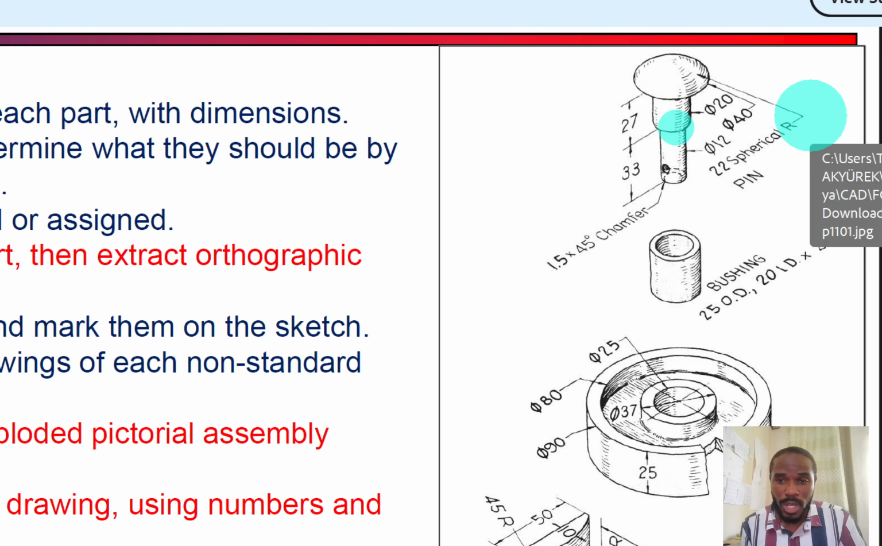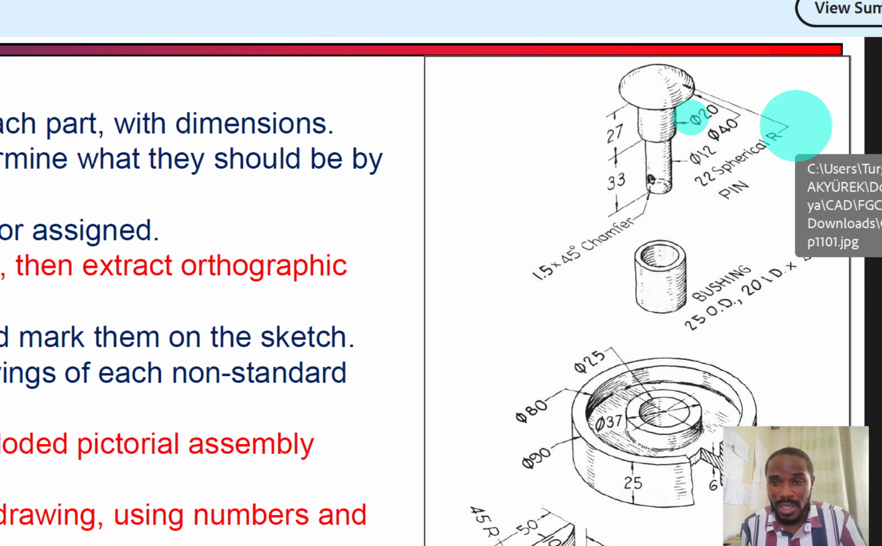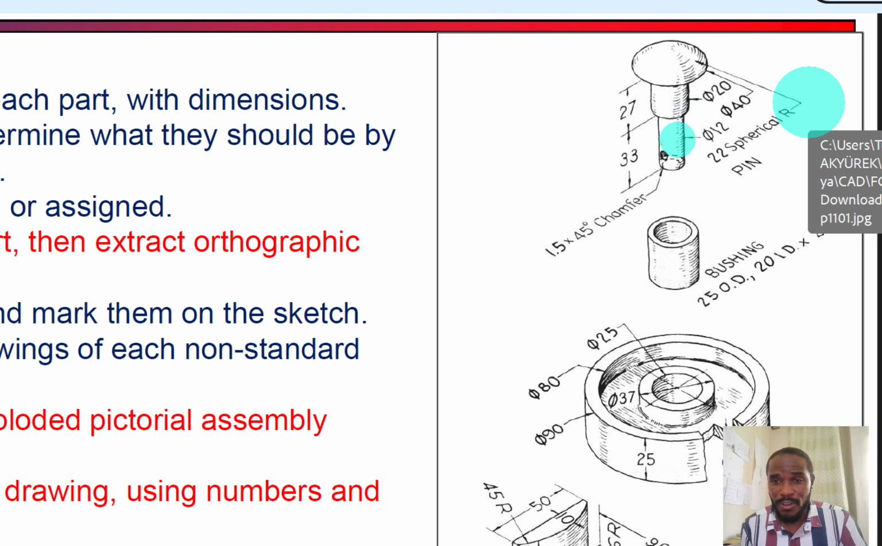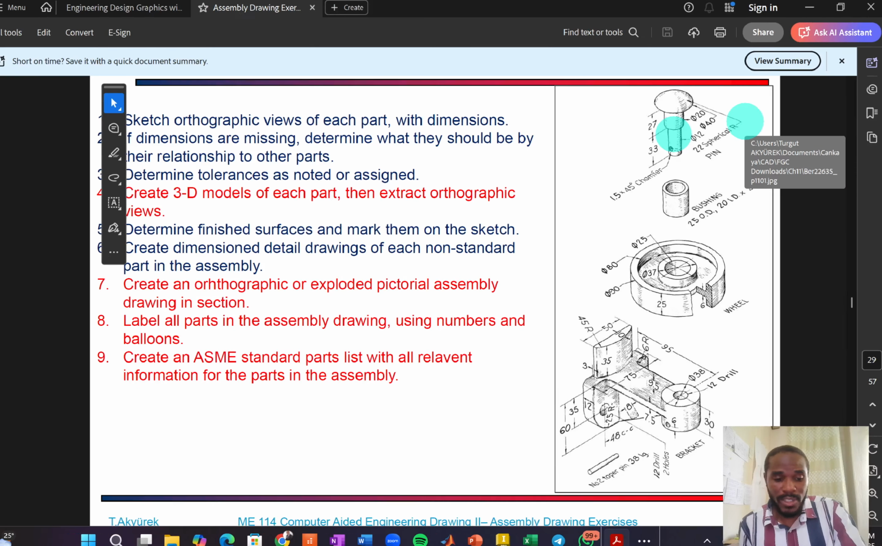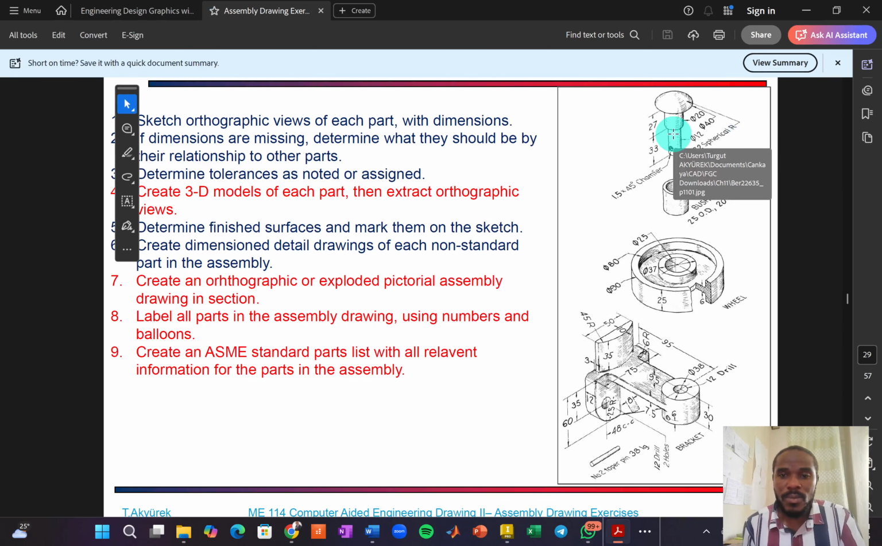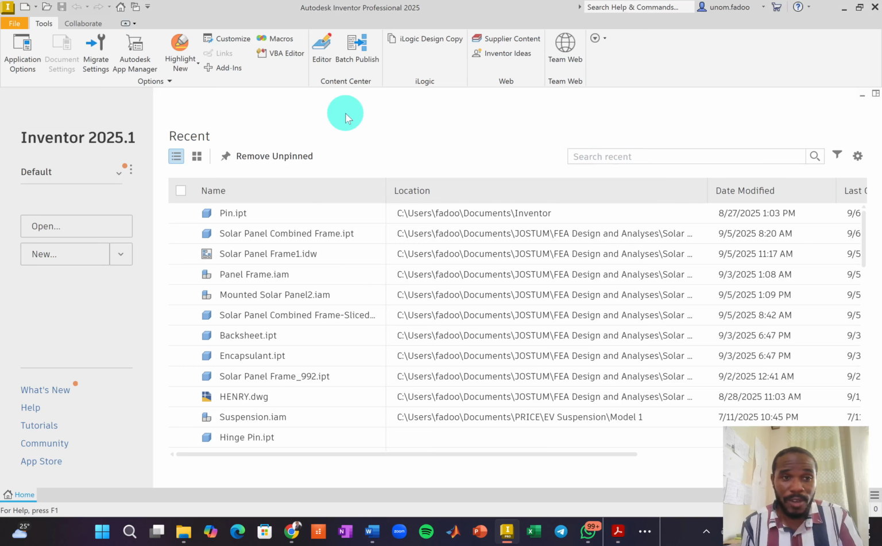Okay, so the dimensions I need are 20 millimeters for the bigger circle and 12 millimeters for the smaller circle. So let's start from there. So if we go back to our Inventor, I will start a new file by pressing Ctrl N on my keyboard.